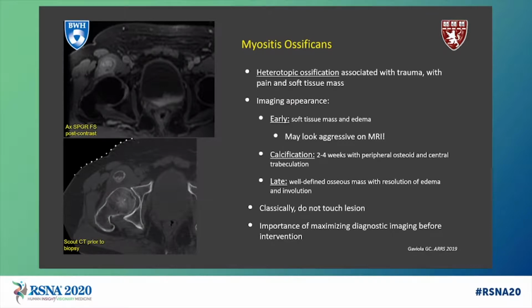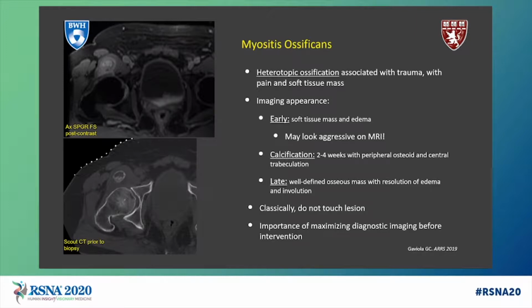So myositis ossificans is heterotopic ossification associated with trauma, often presenting with pain and a soft tissue mass. Its imaging appearance early can look like an aggressive soft tissue mass with a bunch of edema on the MRI. And calcification can take 2 to 4 weeks, with peripheral osteoid and central trabeculation, and only later can it be a well-defined osseous mass.